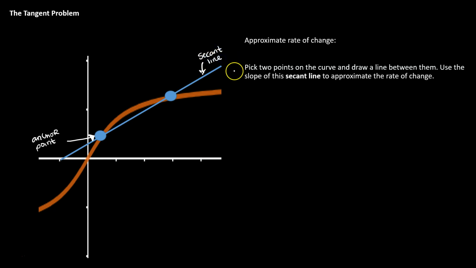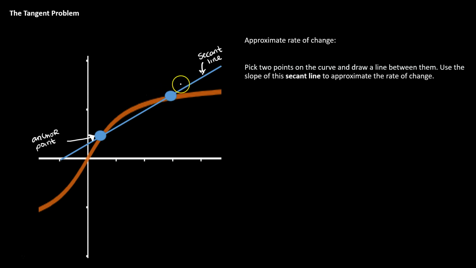We draw a line because remember, lines, linear functions, they're really easy to calculate rate of change for. So we can create these secant lines, and we can find the slope of that secant line, and we can use that slope as an approximation for the rate of change at our anchor point. Now, if you don't like to be wrong often, many of us don't like to be wrong, you might say, is that actually a good approximation? I mean, that line, the blue line, is not perfectly lined up with the gold line. So maybe we can do better than that.